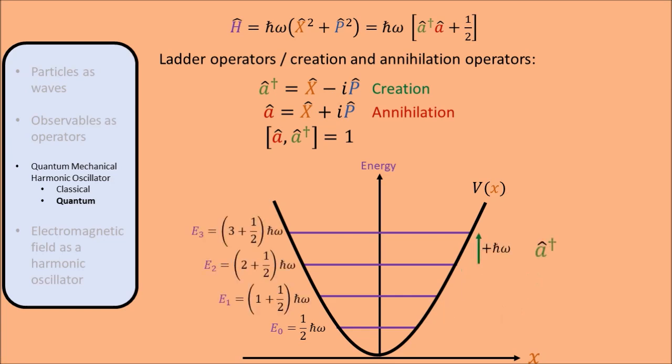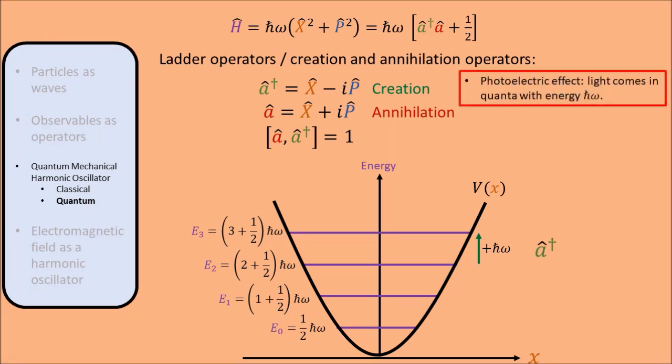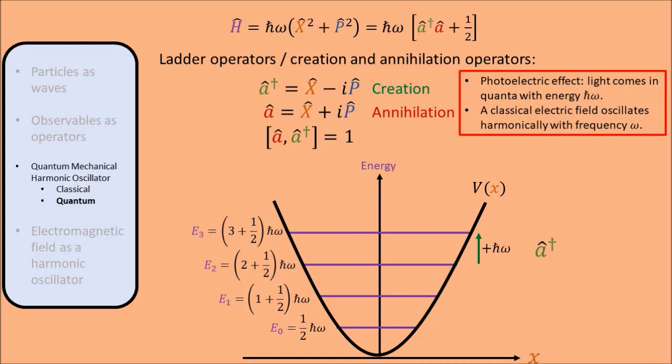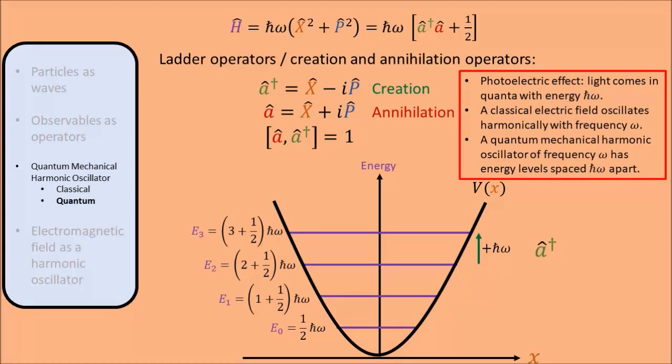Notice that we're getting on the right track now. We saw that to explain the photoelectric effect, we assume that light comes in packets that have an energy of h bar omega. Since a classical electric field oscillates harmonically with frequency omega, we decided to look at the quantum harmonic oscillator, and indeed we found that the energy levels of the harmonic oscillator increase in steps of h bar omega. So in a sense, we can think of the harmonic oscillator as containing packets of energy of h bar omega, which can be created or annihilated with the creation and annihilation operators.